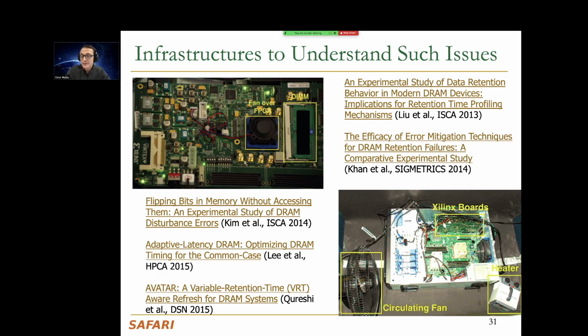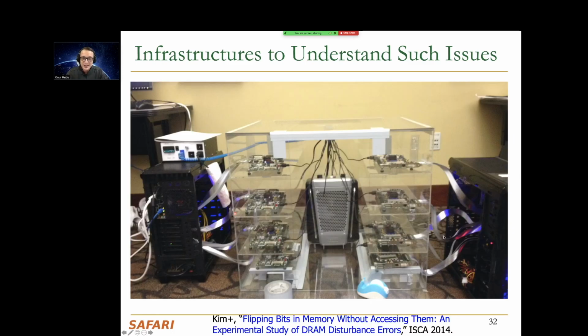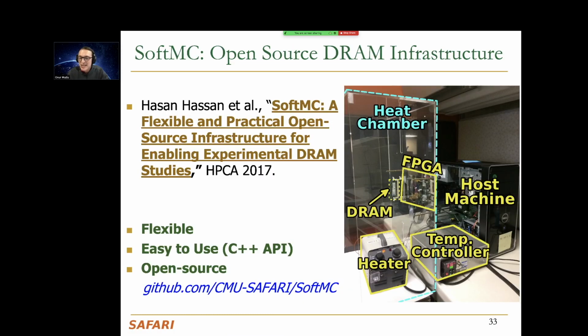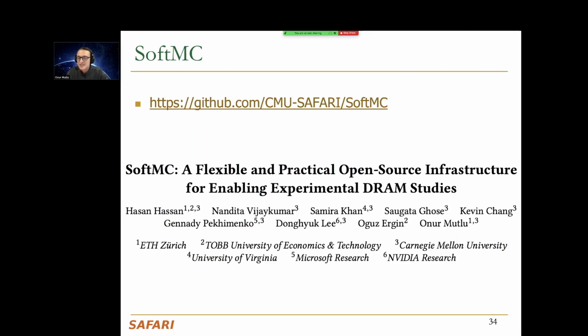We also built a lot of low-level infrastructure, FPGA-based infrastructure, to understand these scaling issues, retention issues, read disturb issues, latency issues, etc. And this is our older infrastructure on the bottom over here. And this is our scaled infrastructure. And we actually released this infrastructure. People are using it. I'm going to mention that in a little bit. You can actually do relatively easy studies with a C++ API, test memory chips, essentially.